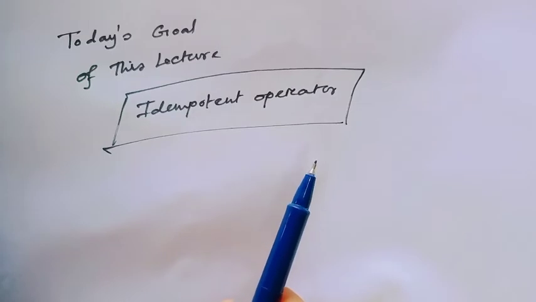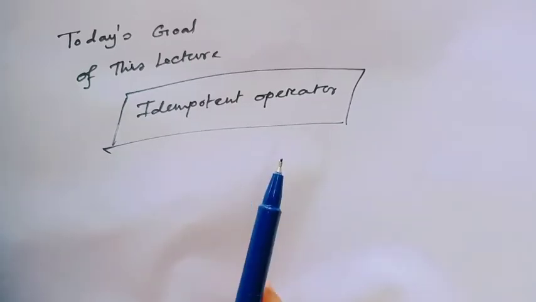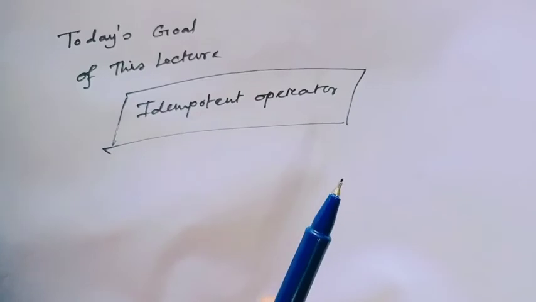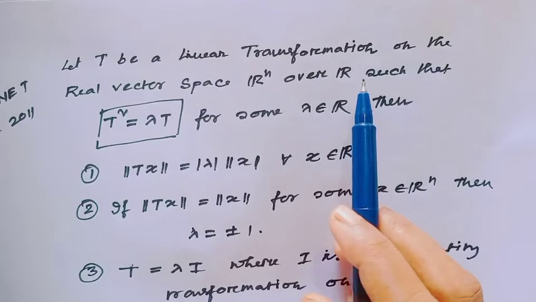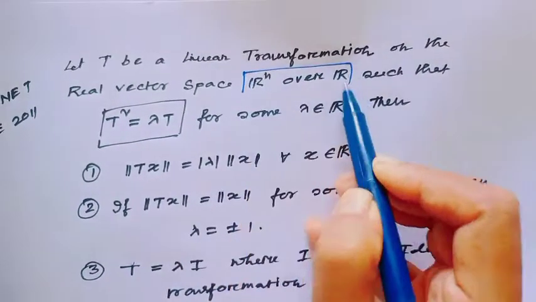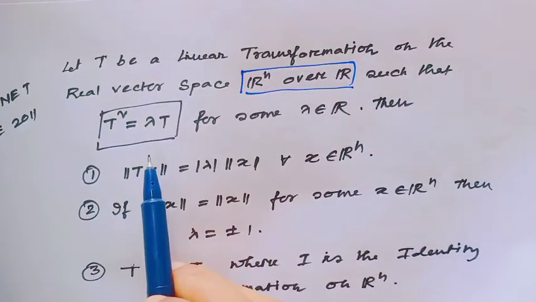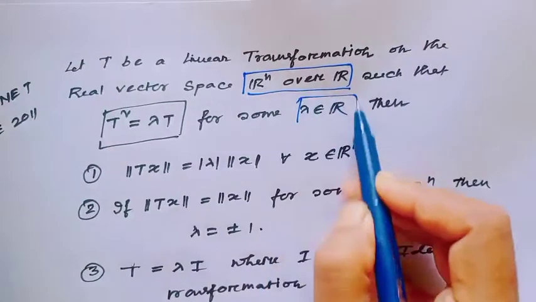At first, see one easy question which had come in the CSIR June 2011 exam. Then I will discuss our actual goal of this lecture. The question is: let T be a linear transformation on the real vector space Rn over R such that the operator satisfies T square equal to lambda T for some lambda belongs to R.